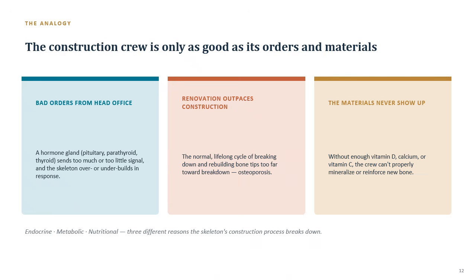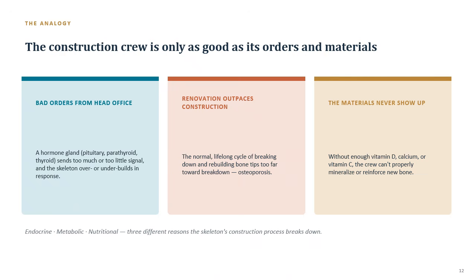All right, the next one is renovation outpaces construction. Our bones, over time, break down and rebuild themselves. When the metabolic system is malfunctioning, for instance, when the breaking down is outpacing the rebuilding, that's when we see conditions such as osteoporosis. All right, last category is the materials never showed up.